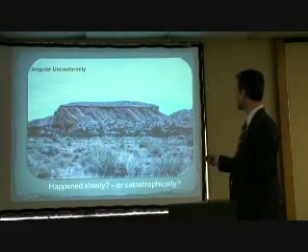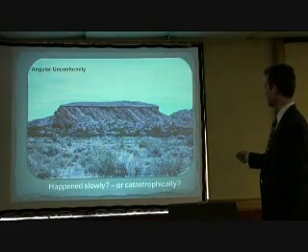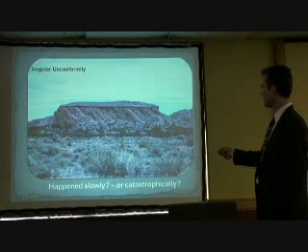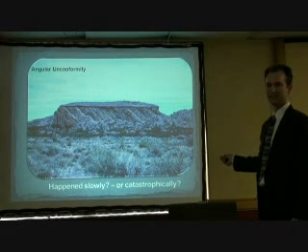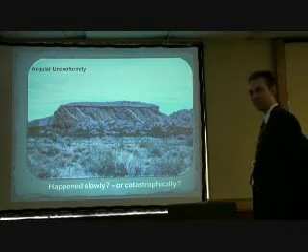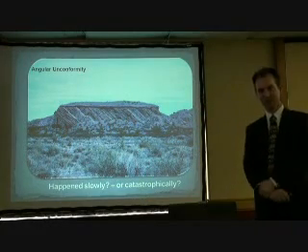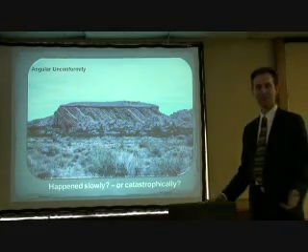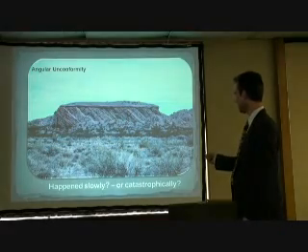Here's angular unconformity. See the angular layers here? And then they got chopped off flat. How do you chop off an angle? You tilt up a mountain on the side, and then you chop it off flat slowly. How do you chop off something slowly like that and make a flat layer on top?